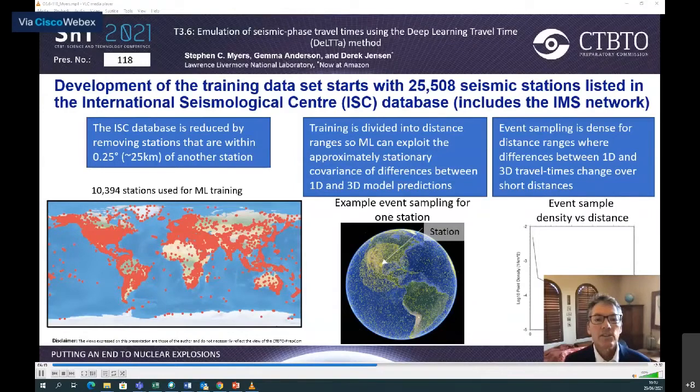Training is divided into distance ranges so that machine learning can exploit approximately stationary covariance of differences between 1D and 3D model predictions. Event sampling is dense for distance ranges where differences between 1D and 3D models change over short distances. That's shown in the figure in the center on the bottom. This is for a station in Texas in the United States, and you can see that there's dense sampling near the station, slightly less dense sampling at regional distances, and still lower sampling density at global distances.